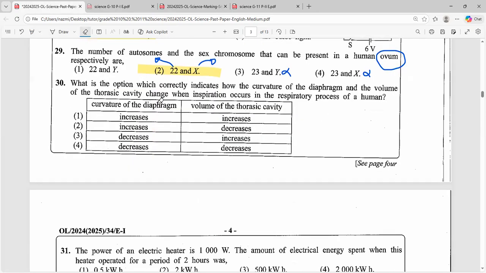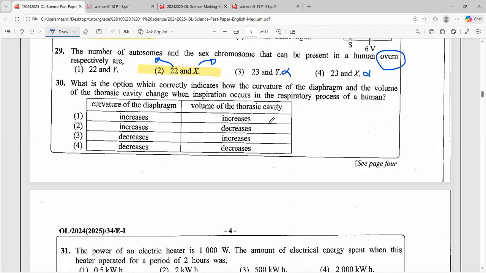30. What is the option that correctly indicates how the curvature of the diaphragm and volume of thoracic cavity change when inspiration occurs? Now, during the inspiration, what happens to the volume of the thoracic cavity? Volume of thoracic cavity increases. Diaphragm has to decrease. Third one.